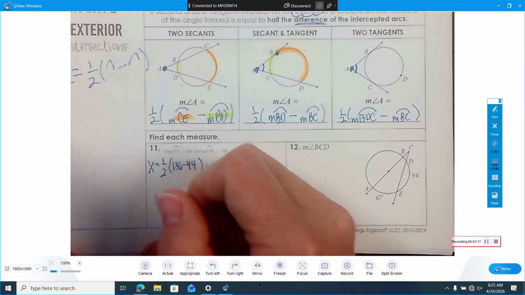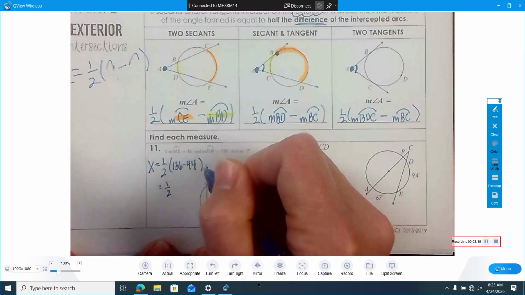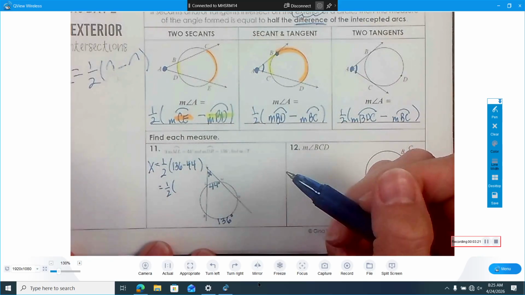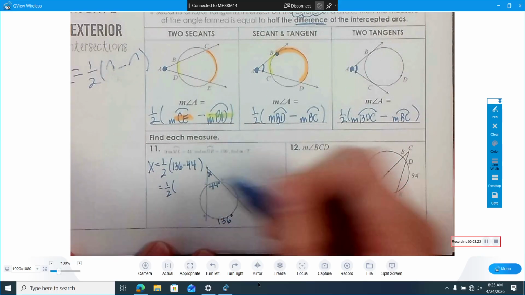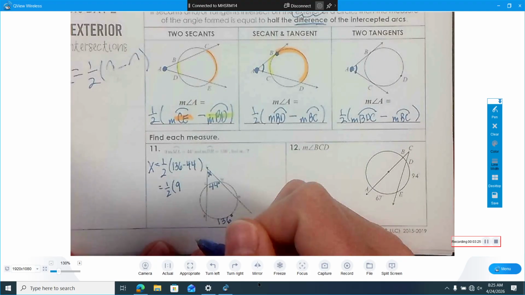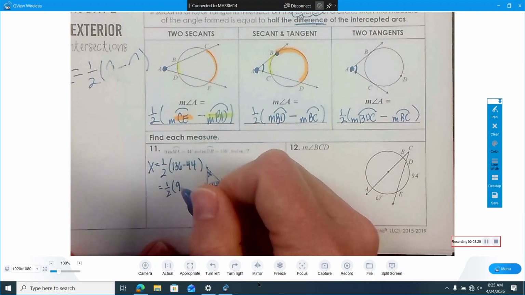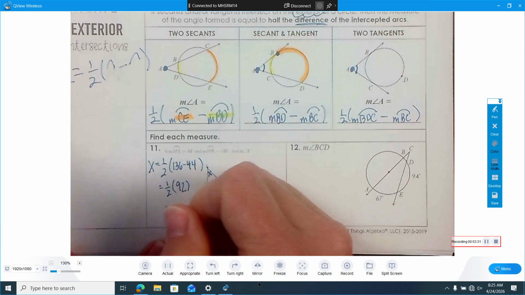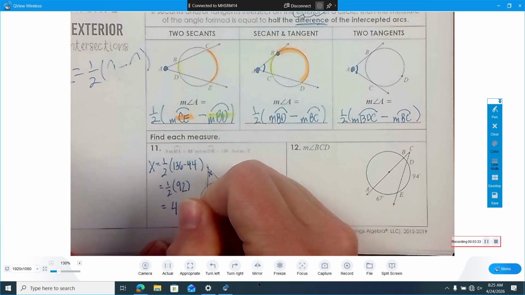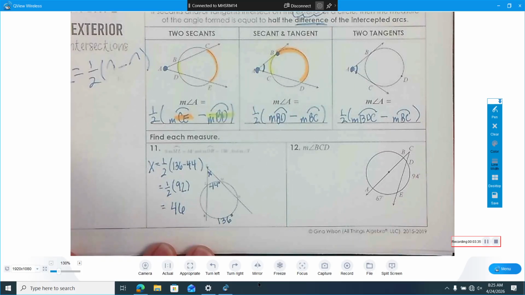What is 136 minus 44? 92. Nice work. 46 is half of 92, I believe. So angle X would be 46 degrees. All right, let's turn the page.